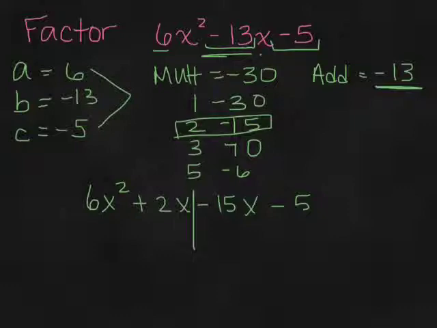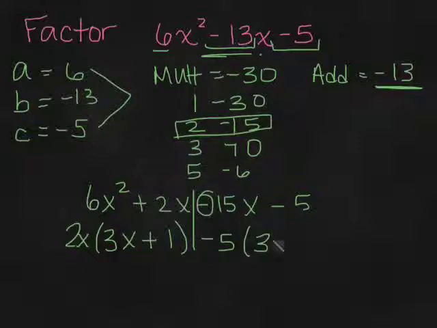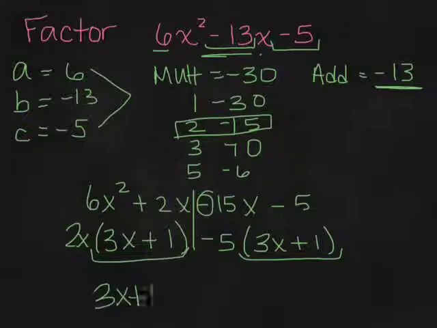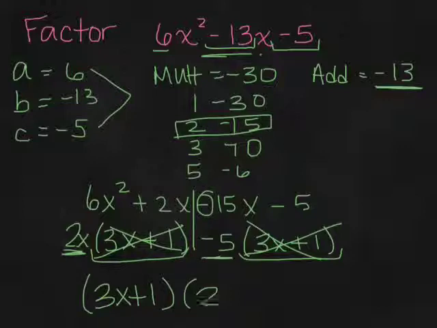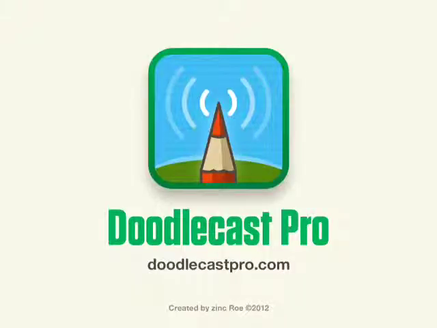Now I split it. What factors out of 6x squared plus 2x is 2x, leaving me with 3x plus 1. What factors out of negative 15x minus 5, because that first number is negative 5, leaves me with 3x plus 1. So now I factor the 3x plus 1 out of both parts, and that leaves me with 2x minus 5, which is my answer.